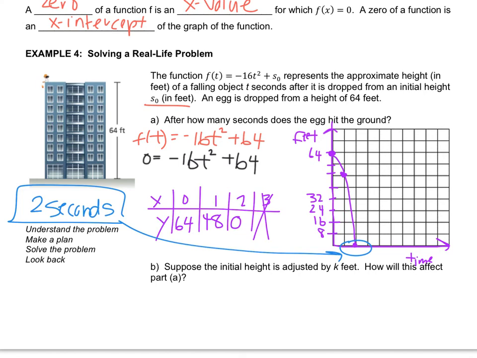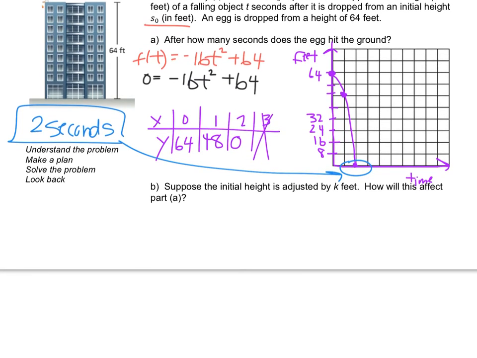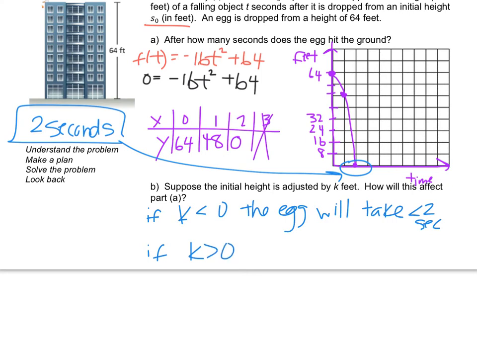Last question, then we're going to wrap it up: suppose the initial height is adjusted by k feet. How will this affect your answer in part A? Well, if k is less than 0, then it's going to take less time to hit the ground. So if k is less than 0, the egg will take less than 2 seconds. I'll use my fancy abbreviation. If k is greater than 0, the egg will take longer because it's higher up.